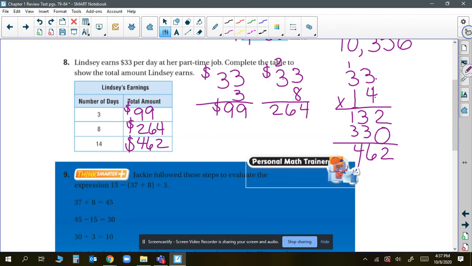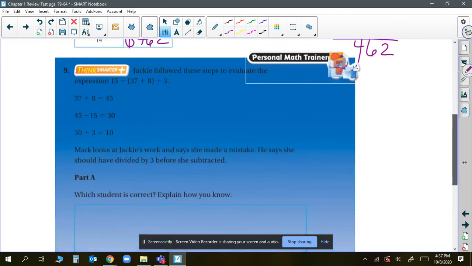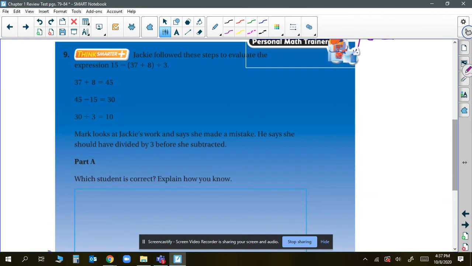All right, number 9. Okay, so they're saying Jackie followed these steps to evaluate the expression 15 minus the sum of 37 plus 8, divided by 3.